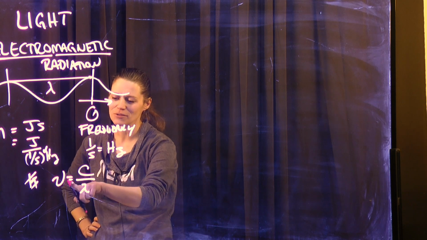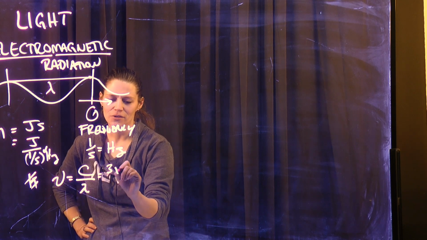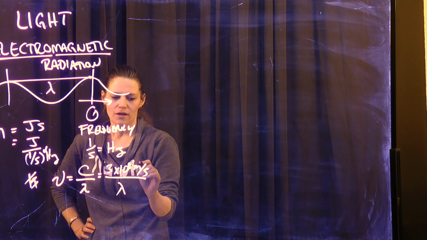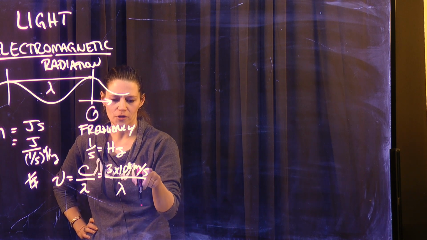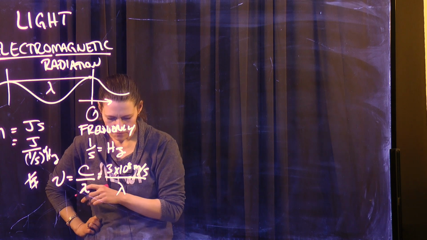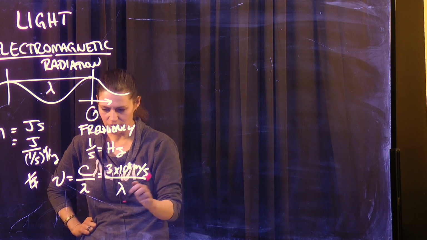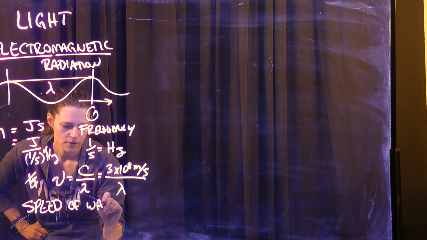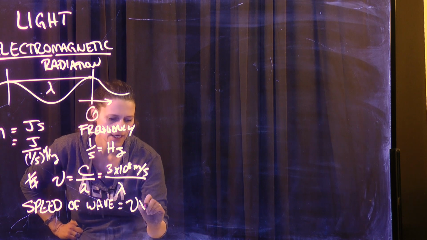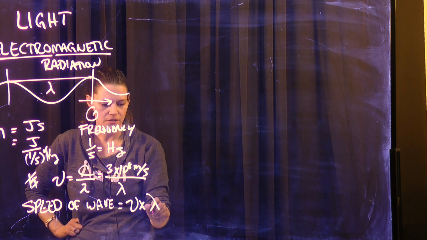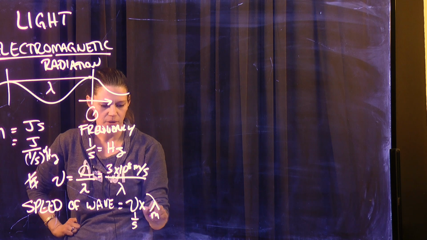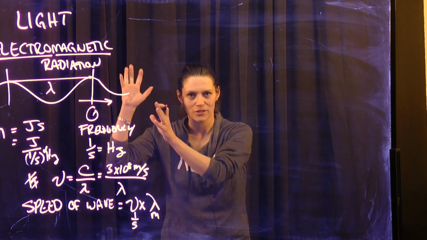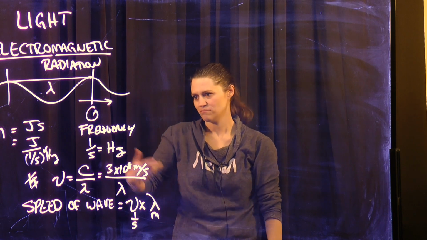Anyway, so the frequency is related to the speed of light. So this is 3 times 10 to the 8th meters per second divided by the wavelength. Meters divided by meters gives you 1 over seconds, which gives you your frequency. Okay. So the speed of the wave is equal to the frequency times the wavelength. So there's the meters, there's the per second, meters per second. Okay, so electromagnetic radiation, waves in a nutshell.